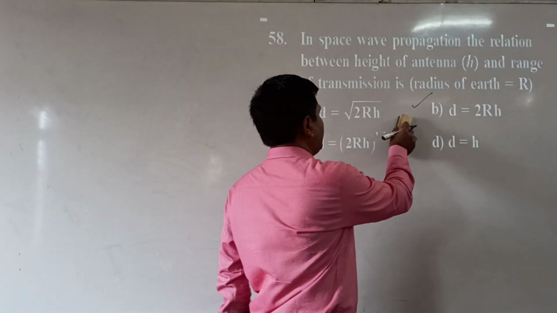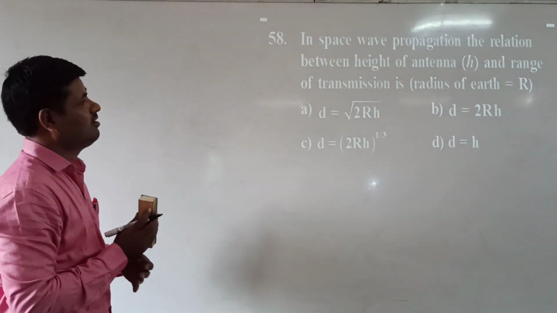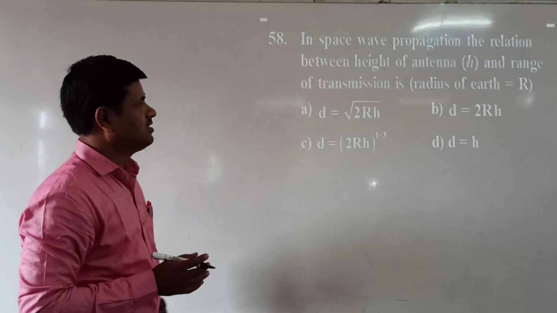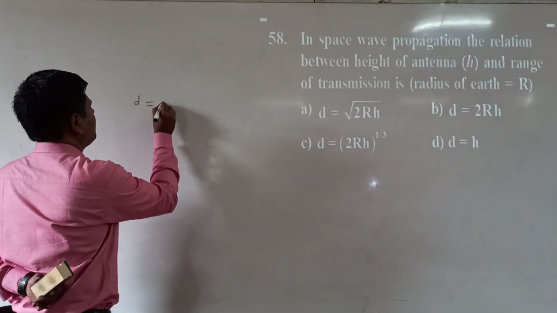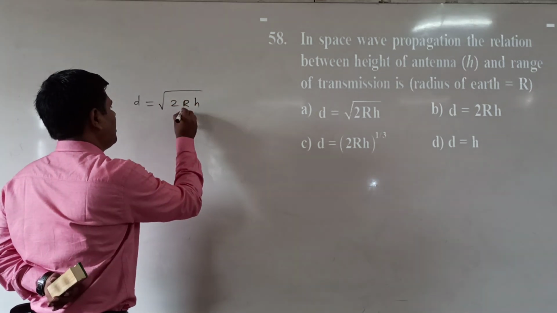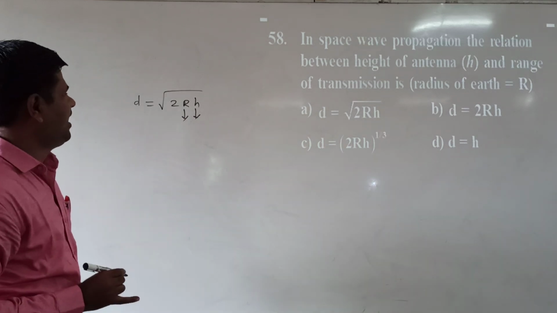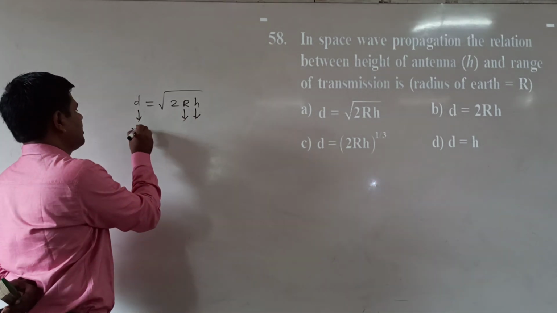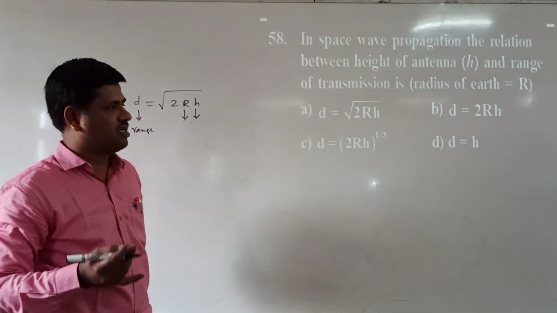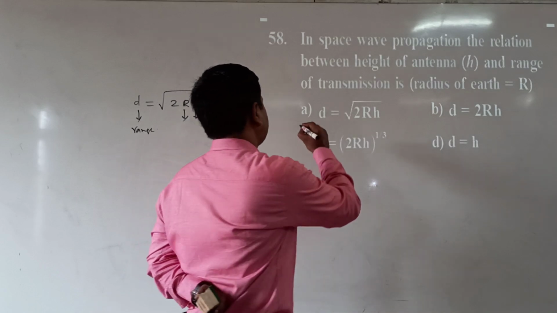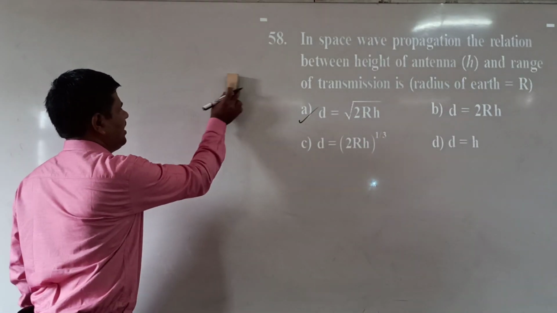Next, this is the Dirac formula. In space wave propagation, the relation between height and range of transmission. Now, what is the range? Range D is equal to, by the formula we know, 2RH. R is the radius of the earth, and H is the height of the antenna. This is called the range. Range is equal to the square root of 2RH, or 2HR. Which option is correct here? A option is the correct one. This is question number 58.